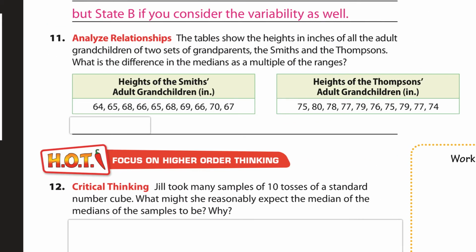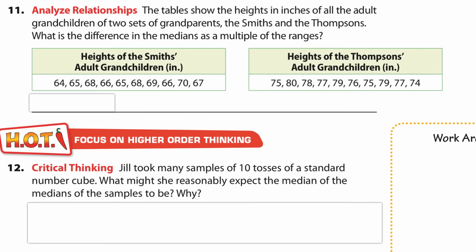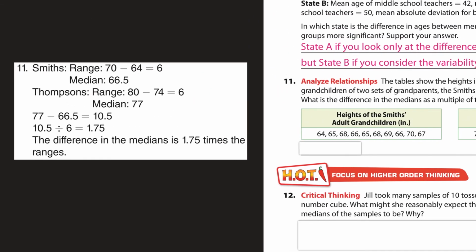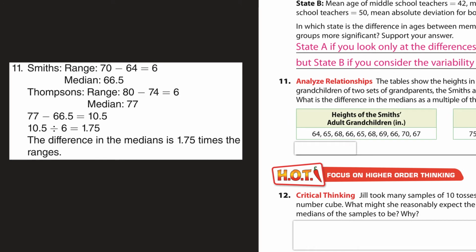With the next question, we have the tables show the heights in inches for the adult grandchildren of 2 sets of grandparents, the Smiths and the Thompsons. What is the difference in the medians as a multiple of the ranges? I have some information for that. Here is the data. And the range goes from 70 to 64 right here. So the range is 6.